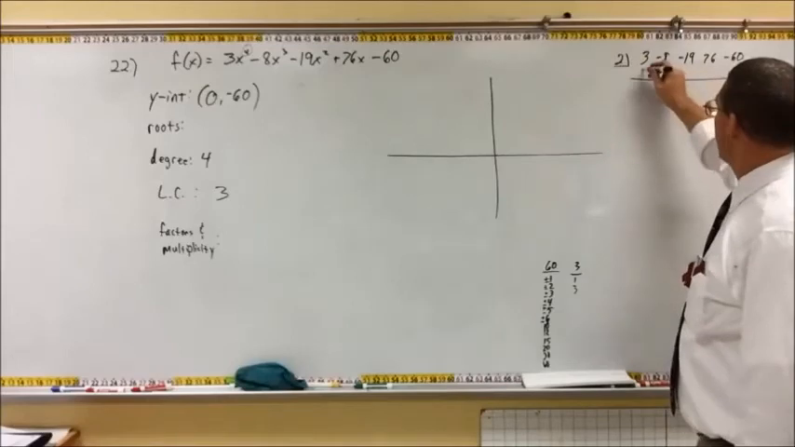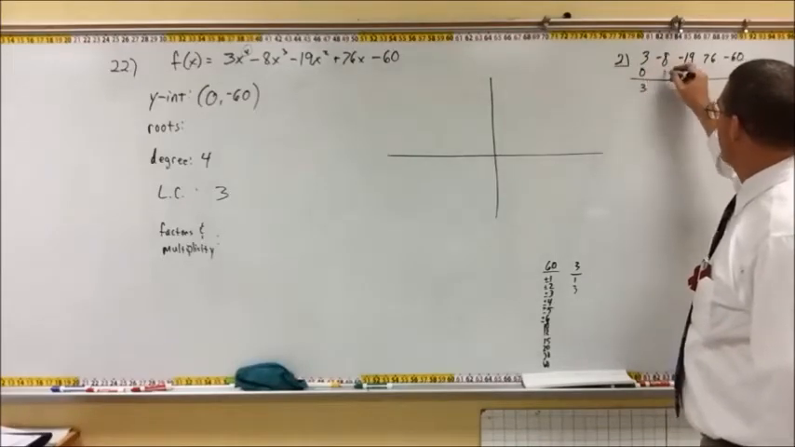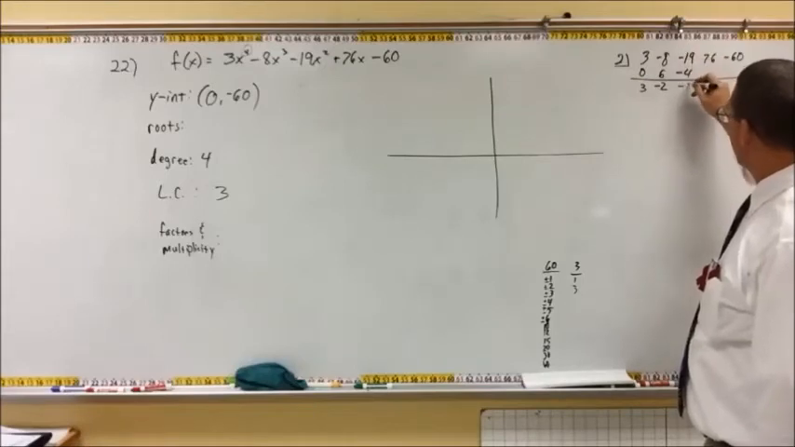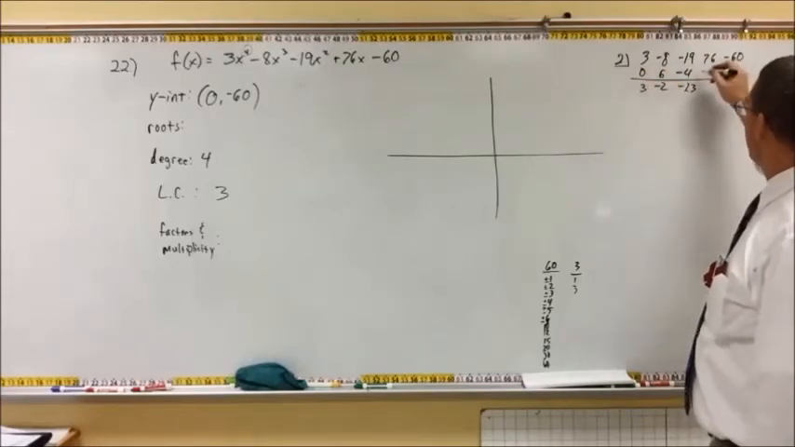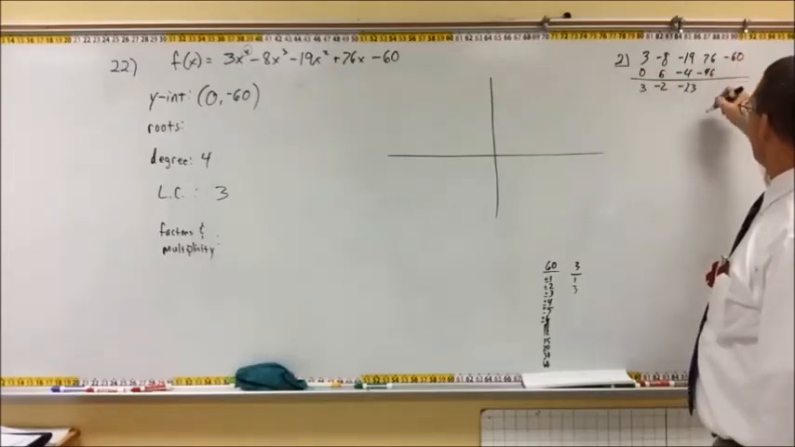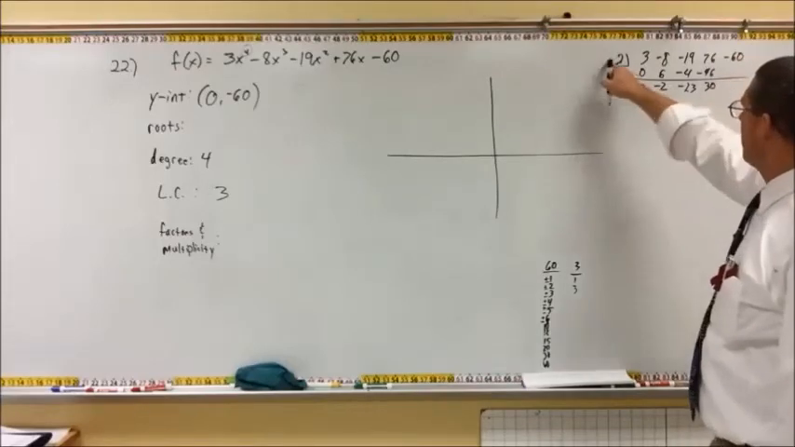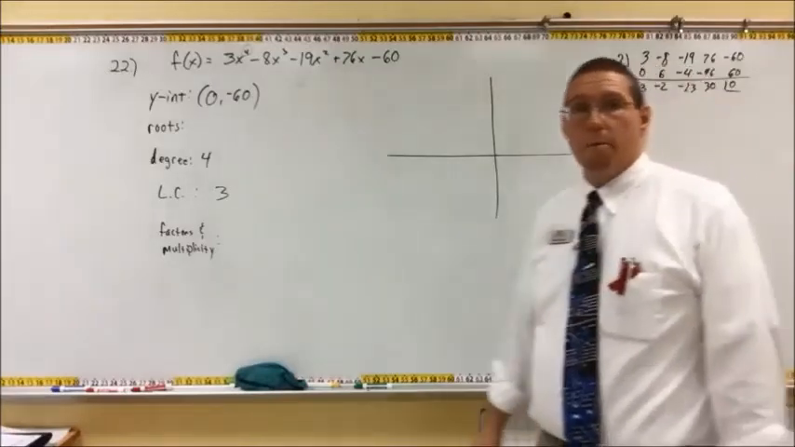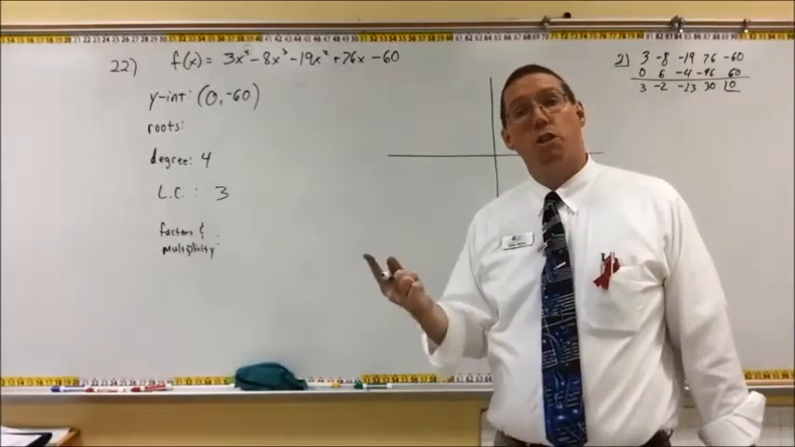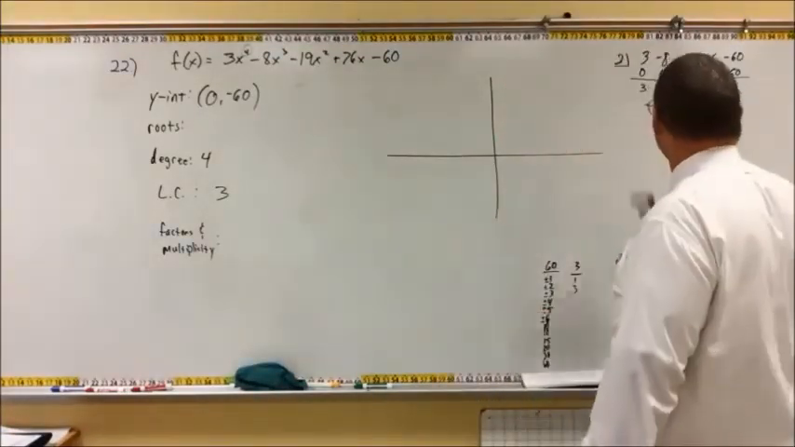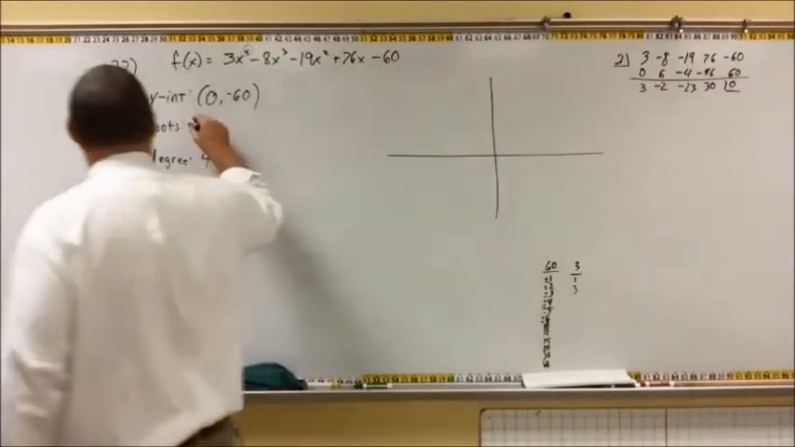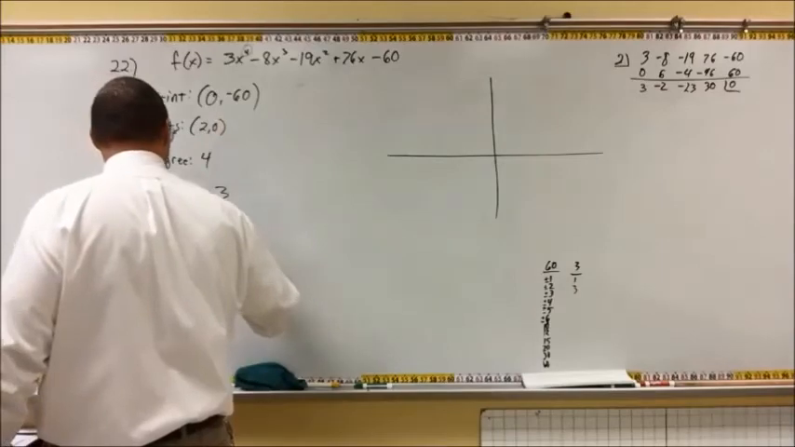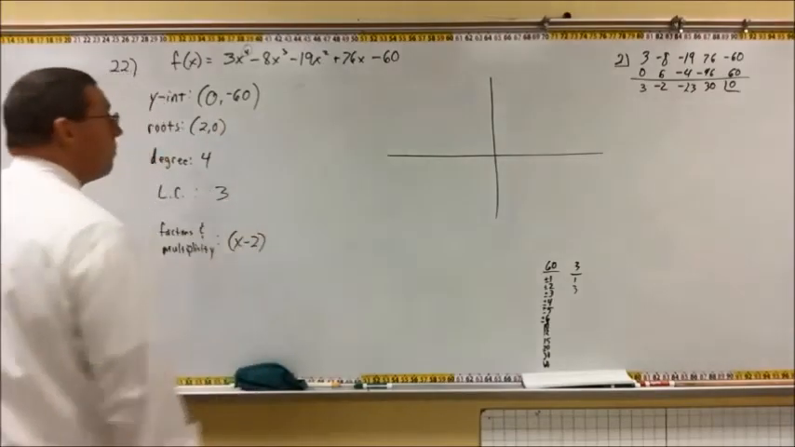Put a 0. 3 plus 0 is 3, times 2 is 6, minus 8 is negative 2, times 2 is negative 4, minus 19 is negative 23, times 2 is negative 46, plus 76 is positive 30, 30 times 2 is 60, and 60 minus 60 is 0. So we've got a remainder of 0, so we found our first factor, or our first root, which is positive 2. So over here in roots, we're going to put 2 comma 0. And under factors, we're going to put x minus 2.